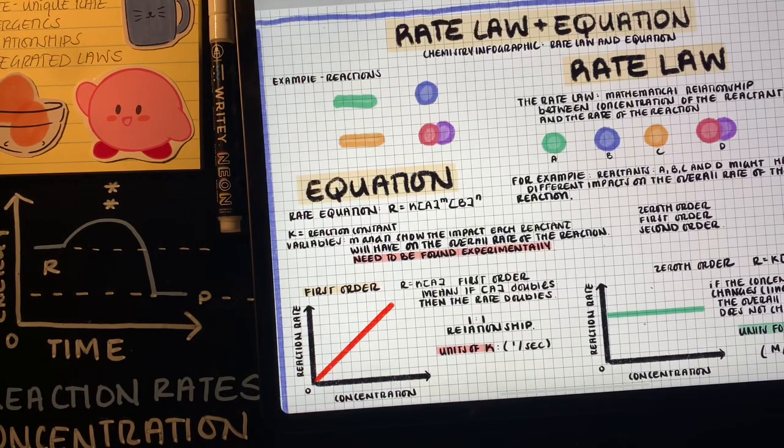So here we can see the rate equation, right? R equals K, which is a reaction constant, the concentration of reactant A raised to M, reactant B raised to N. Now M and N are reaction orders. These can only be found experimentally. And so what the orders are going to be telling us is how that certain reactant impacts the overall rate of the reaction.